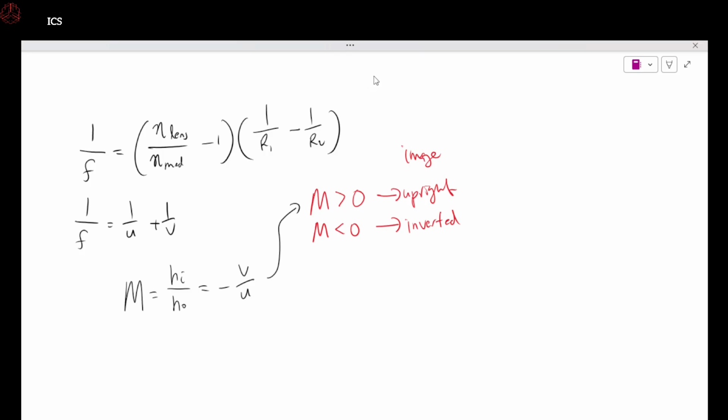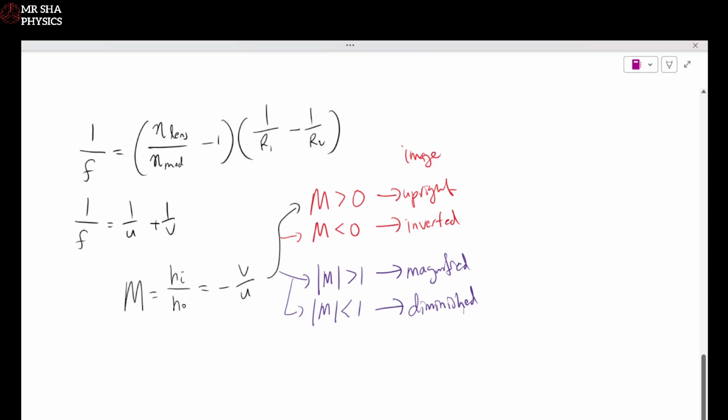And if I have the absolute value of m bigger than 1, then it's going to be magnified. Or if I have the absolute value of m less than 1, the image is diminished. Of course, we can also add a few more things: if v is bigger than 0, the image is real, and if v is less than 0, then the image is virtual. And these are the 3 main characteristics that you can look for.